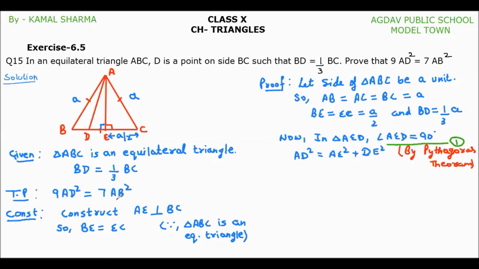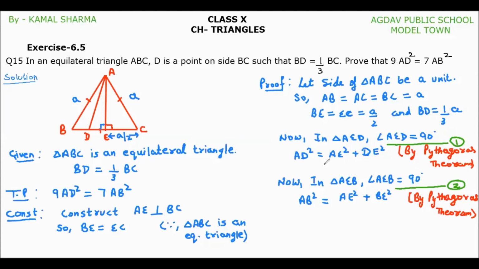Now I have to see that we have AB square on this side. So again, we have to take such a triangle. First, it should be a right angle triangle. Second, that triangle should have AB as its side. So AB and right angle triangle AEB. So I can take triangle AEB and I will use Pythagoras theorem.